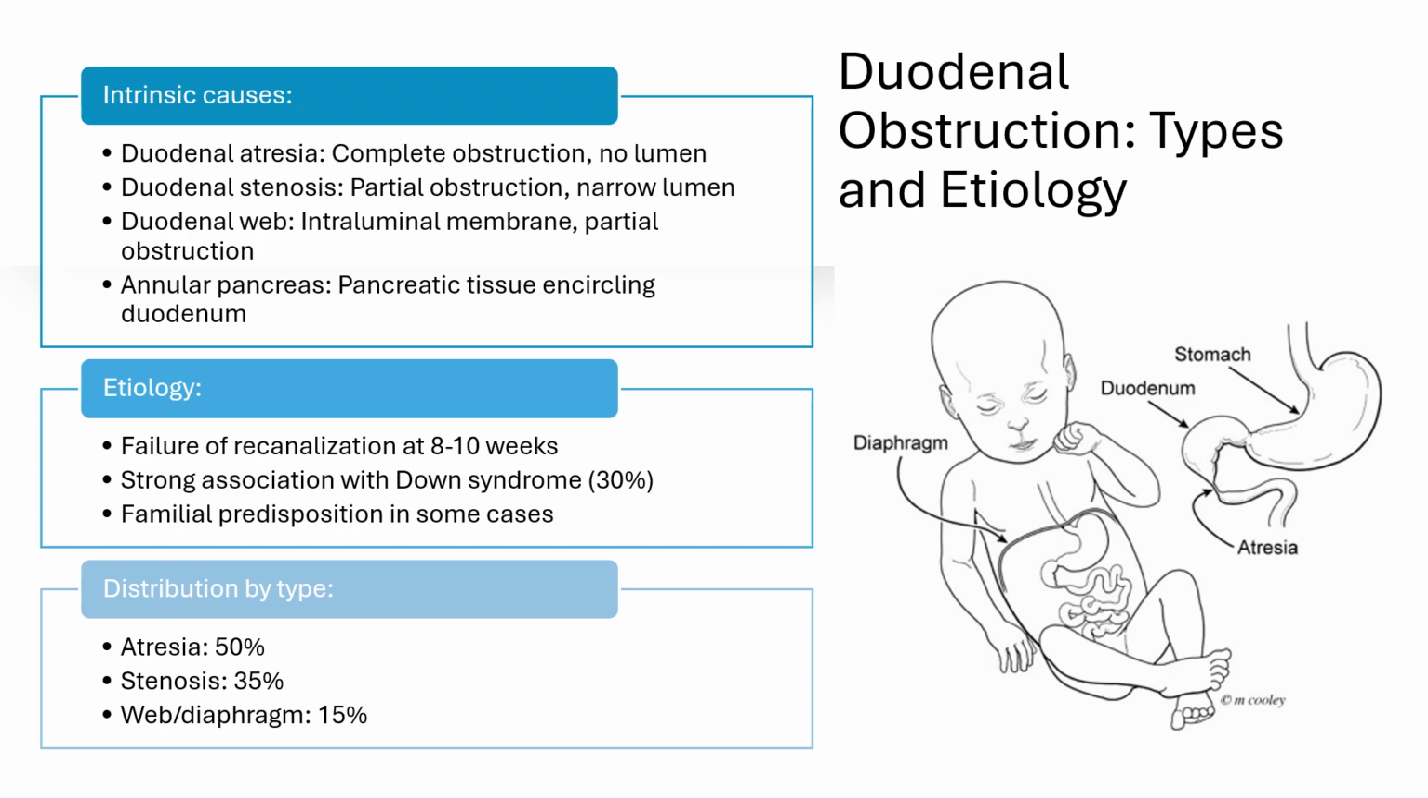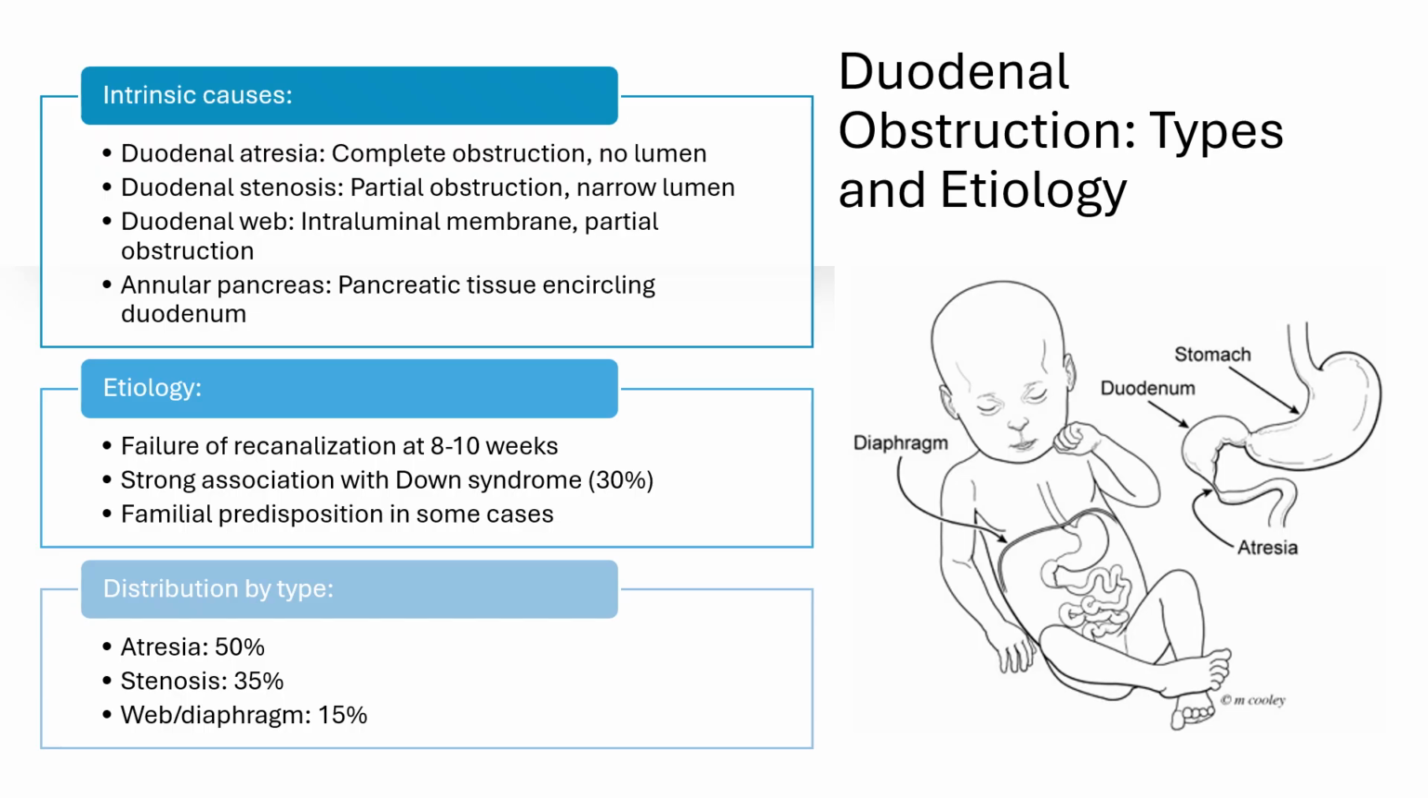Let's break down the 4 main intrinsic causes because each represents a different degree of developmental failure. Duodenal atresia represents complete failure. There's no lumen at all, creating total obstruction. Think of it as a completely blocked pipe. Duodenal stenosis occurs when recanalization happens, but incompletely, leaving you with a narrow opening that creates partial obstruction. It's like a pipe that's nearly pinched shut.